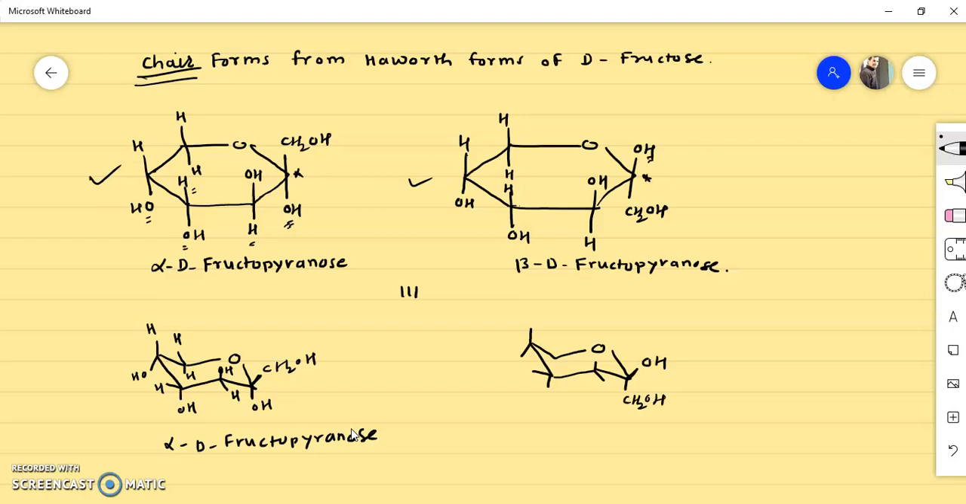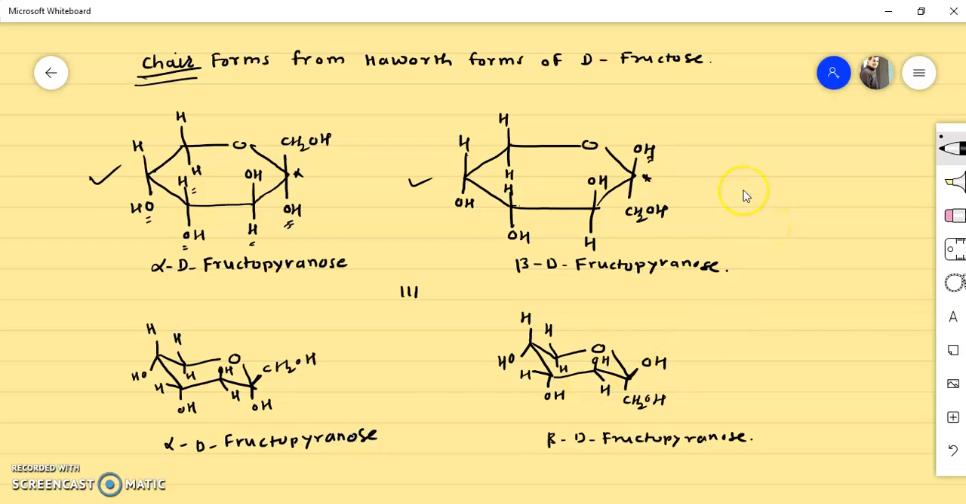Now here OH group is above, so I will draw OH here, hydrogen here. Same thing you have to follow, rest of the structure will be as it is. Okay, so in this way you can draw the beta D fructopyranose. So this is beta D fructopyranose form of this D fructose. So this is all about the ring structures of the D fructose.